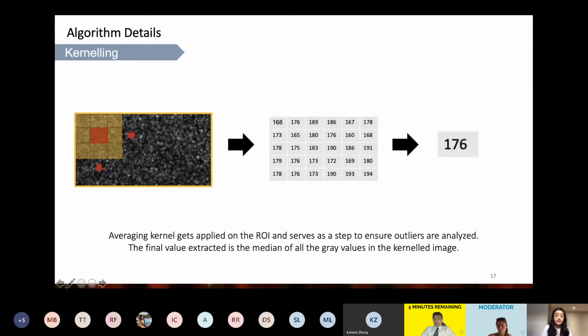Next, we'd have our kerneling step. So an averaging kernel gets applied onto our ROI and serves as a step to ensure that outliers are accounted for. The final value extracted is the median of all the gray values here in the kerneled image.